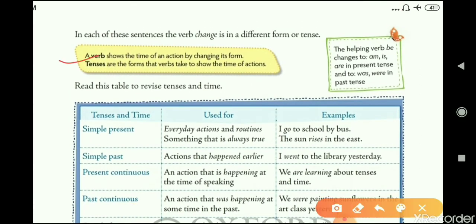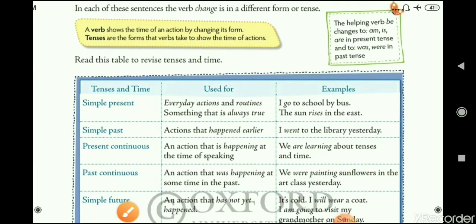Now what is a verb? A verb shows the time of an action by changing its form. Means by changing its form, a verb shows the time of action. Means when an action is done. Tenses are the forms that verbs take to show the time of actions. Okay, now read this table to revise tenses and time.